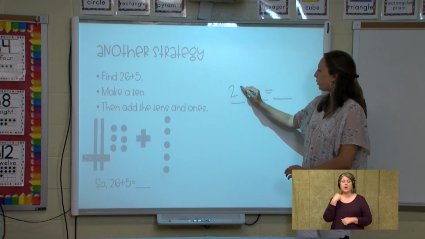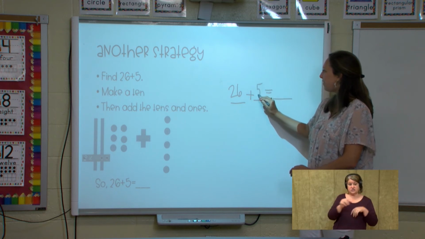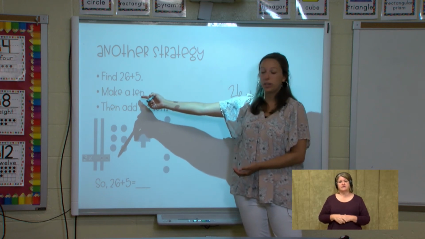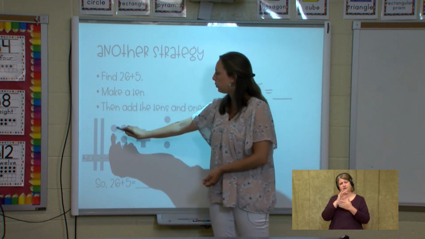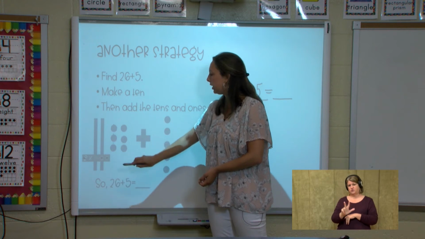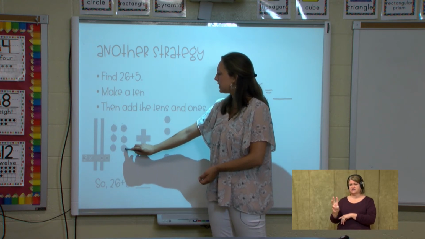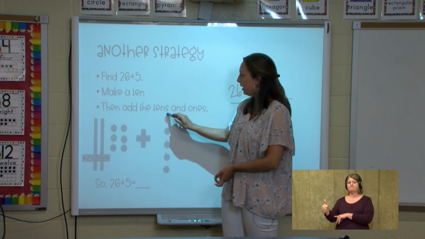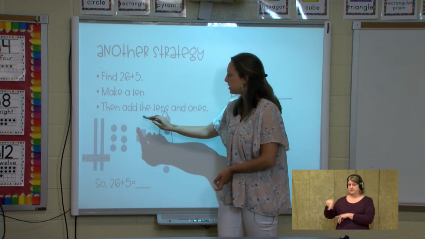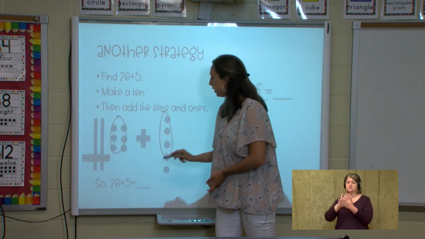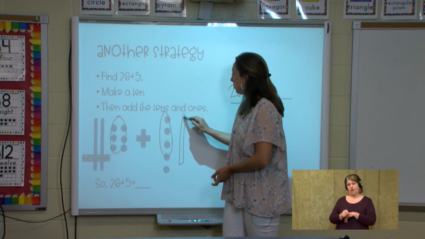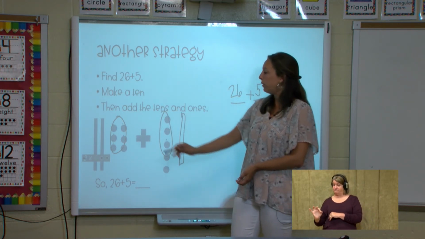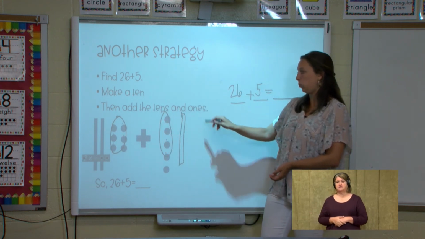So we know our equation is 26 plus 5 equals the blank. Let's count, see if we can make a 10 by counting our ones. 1, 2, 3, 4, 5, 6, 7, 8, 9, 10. I'm going to change these ones into a new rod. But I have this 1 cube left over. So then add the tens and ones.